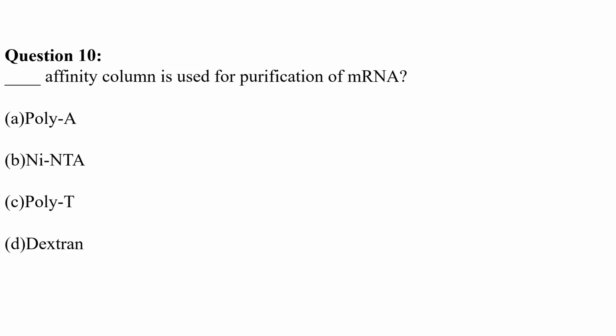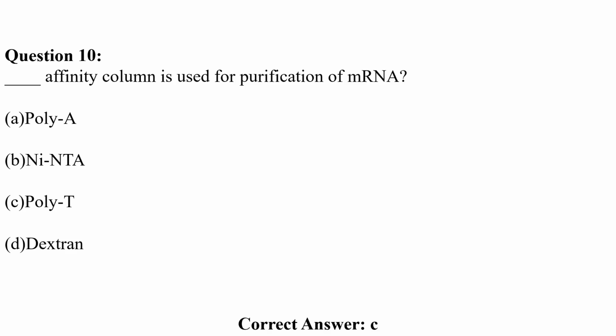Dash affinity column is used for purification of mRNA. Option A, poly A. Option B, nickel NTA. Option C, poly T, and option D, dextran. The correct answer for this question is option A, poly A. Sorry, option C, poly T. I'm sorry. So why is this used for purifying mRNA?